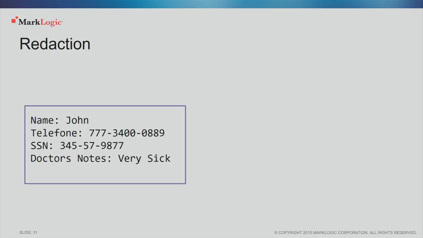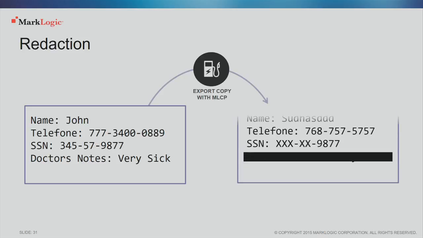Redaction. The idea here, a very simplified structure of a JSON document. Have John, some doctor notes. John is very sick. I want to export some data with MLCP. And in my scenario, I'm doing three things. I'm generating a random string for name, a random phone number, and I'm just masking the first digits of the social security number. Okay? And the doctor notes, developers don't need that. Get rid entirely of that. So I'm doing four things here that are different.